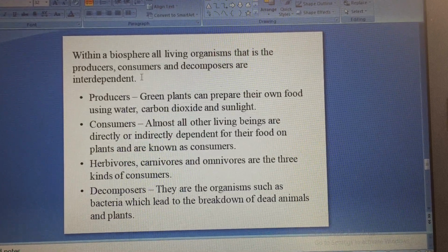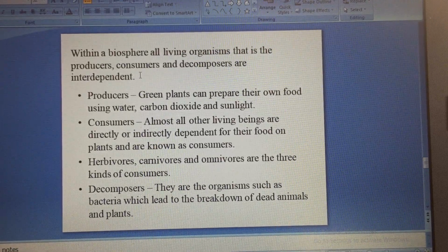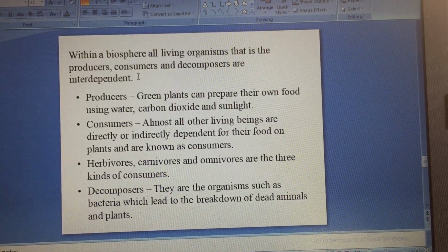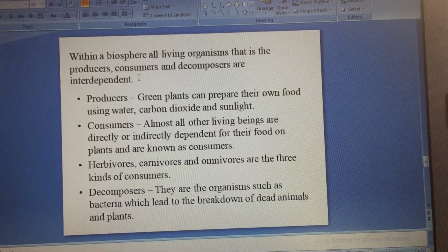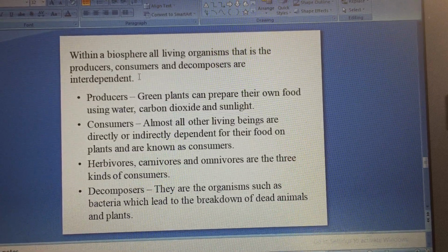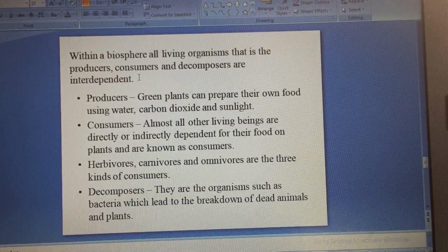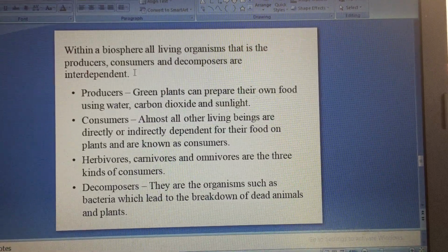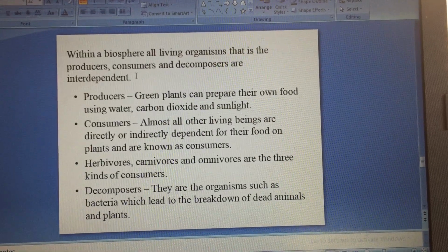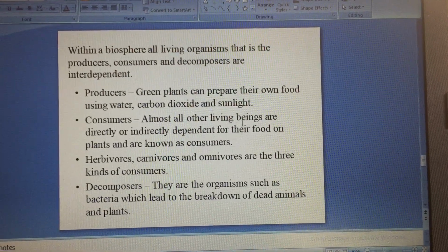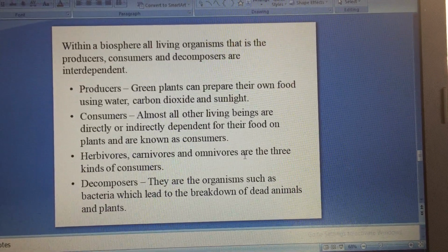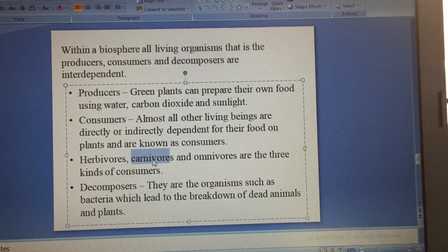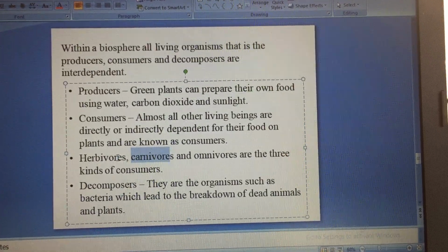So we'll understand in a biosphere there are three kinds of living beings. One is producer, second is consumer, and third is decomposer. Producers are the green plants which can prepare their own food using water, carbon dioxide and sunlight. And consumers are the ones who live or survive on producers. Consumers can be of three types: herbivores, carnivores or omnivores. Herbivores eat only plants, and carnivores eat animals like herbivore animals.